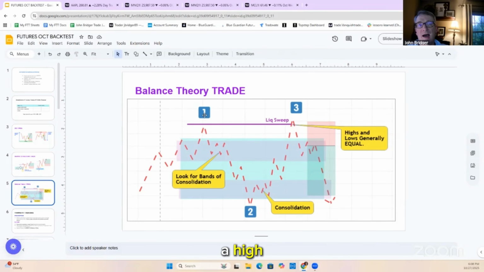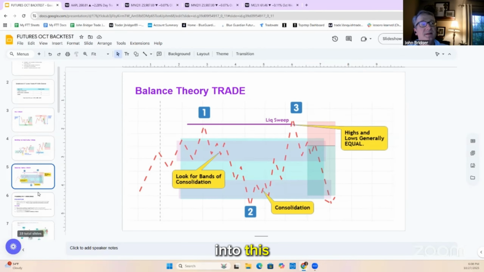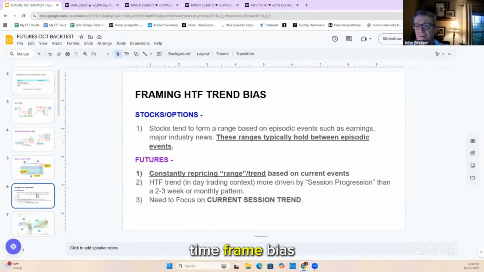You'll have a high that's formed, price will come down, form a low, and then it forms an equal high, or roughly equal high. Sometimes this high will sweep the prior high, which is okay, as long as you see price revert right back down to that balance zone. Then you look for an entry opportunity off the retrace to follow it to the bottom of that consolidation area. So those are the three trades we're going to talk about as we get into this. So let's talk a little bit about higher time frame bias.